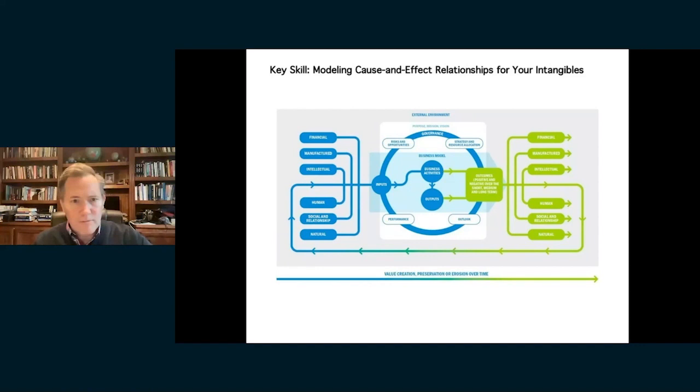And so the integrated reporting framework has this cause and effect relationship where they have this very generic model of how these different intangibles might fit. It's really generic though. It's just really getting you to think about how to use these models and how to think of intangibles as being important.